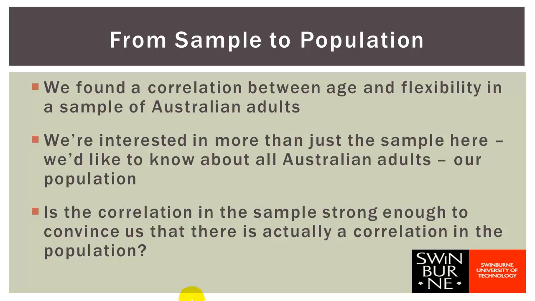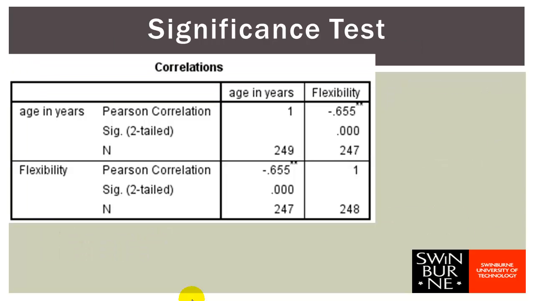So for this we need a significance test, and we can use Pearson's correlation coefficient for this. If you have a look at the output from the SPSS correlation procedure, you'll see that as well as showing Pearson's R in the output, it also shows the significance figure, or the p-value. In this case, 0.000. So this value is less than 0.050, so the sample relationship is statistically significant. We can conclude that there is a relationship between age and flexibility in the population.